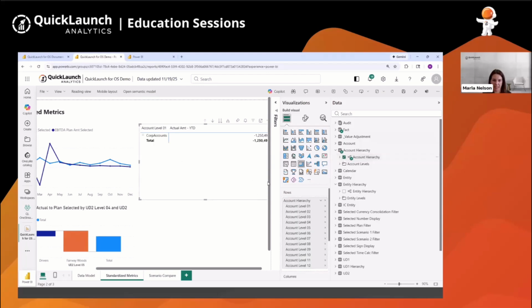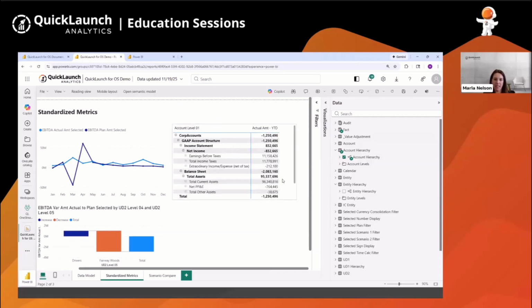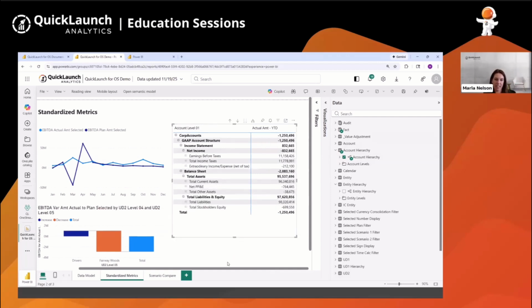your account hierarchy. So here I have my corp accounts, and if I expand this, I'll expand down into my GAAP account structure, my income statement, and my balance sheet. And in order to make this aggregation work appropriately at the hierarchy, I have to have that financial awareness of the account type. Remember, OneStream stores the data all as positive numbers.